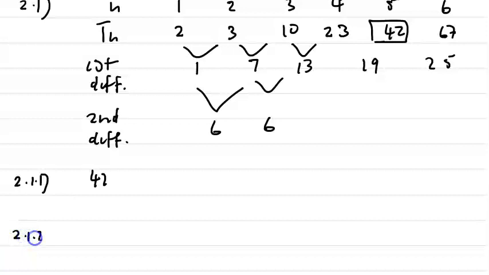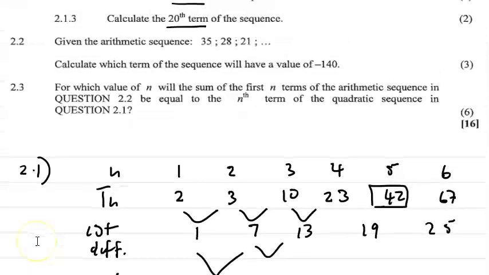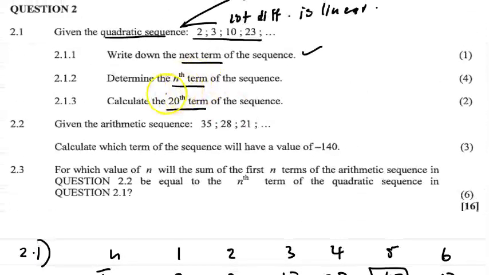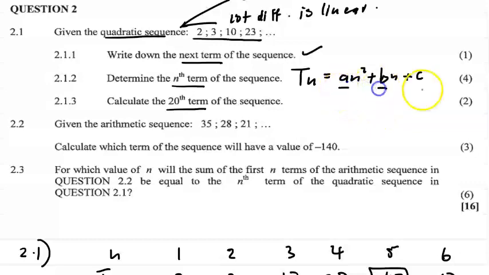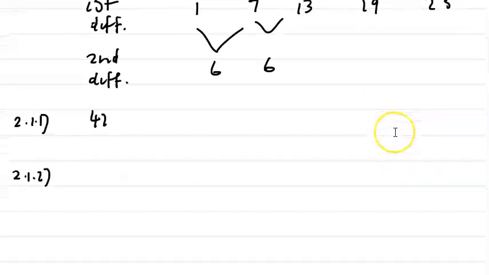Now for 2.1.2, in this question they say, determine the nth term of the sequence. Now the nth term of a quadratic sequence is Tn equals an squared plus bn plus c. And there's a set way in which we will find the values of a, b, and c. So let me just break it down for you.